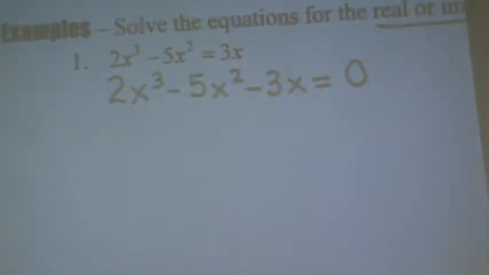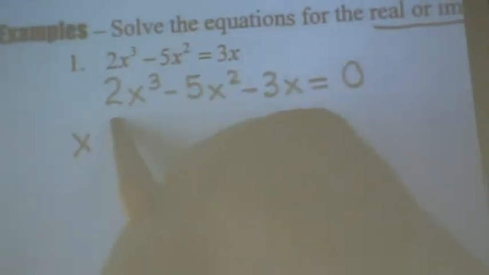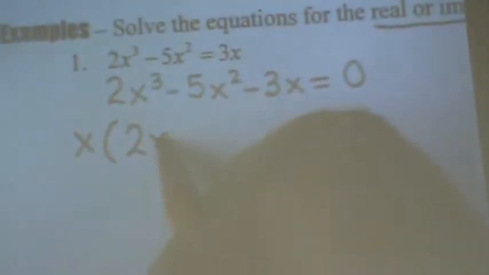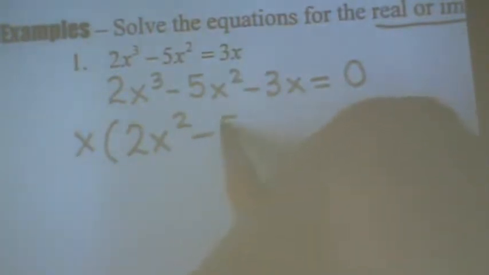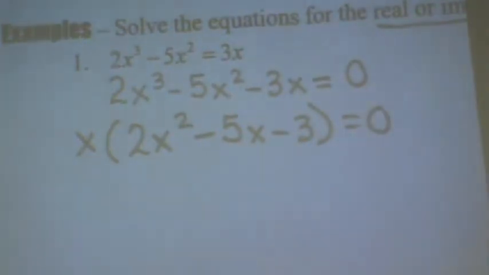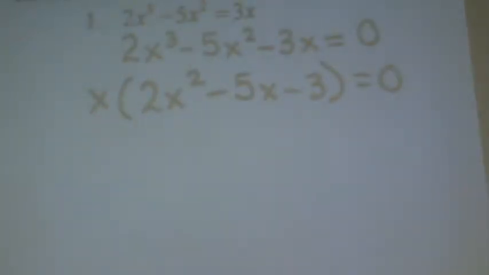Now, what's the first type of factoring you should always look for? GCF. Is there anything you can take out? Take out an x. What's left? 2x squared minus 5x minus 3. Now, you want to break this up into as many little pieces as you can. That's already broken up.